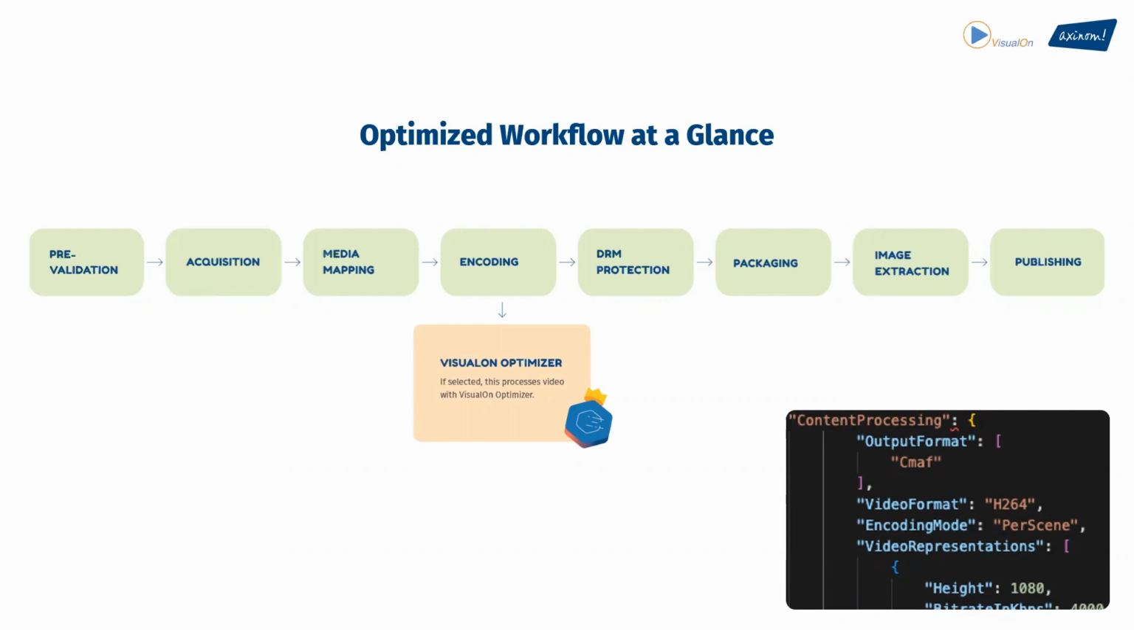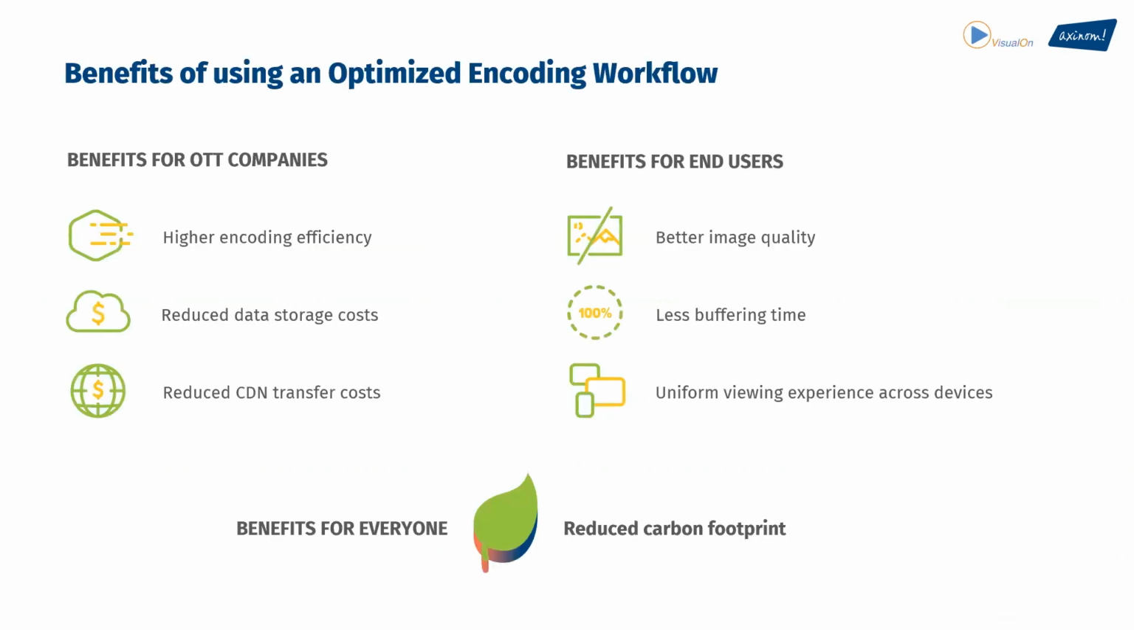And in order to take advantage of VisualOn Optimizer, you only need to do one change in the encoding job, which is depicted in the lower right corner here. You see there's a new entry here. You can use encoding mode per scene. And if you use that, then that's essentially all that needs to be done. Your video will be per scene encoded and the result will be probably smaller in size and with a higher quality. And this leads us to the benefits of using an optimized encoding workflow.